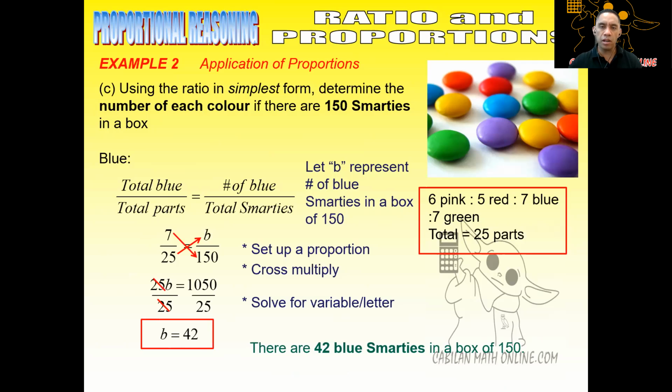Now, before I explain a shortcut here, if you take a look at the simplest form, the number of blue Smarties and the number of green Smarties are exactly the same. So in essence, you don't have to solve for the green because it's going to be the exact same thing as the blue. You just need to explain it. However, if you want to solve for it, by all means, you can do that. So I'm just going to quickly go through that.